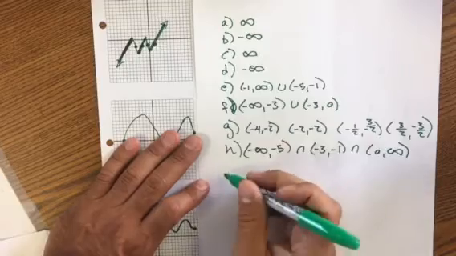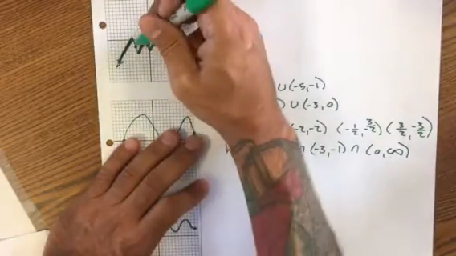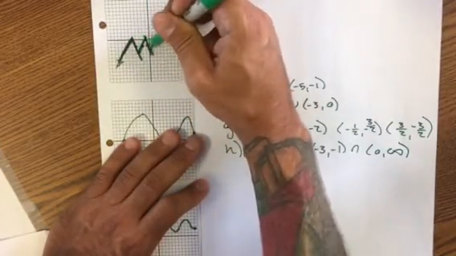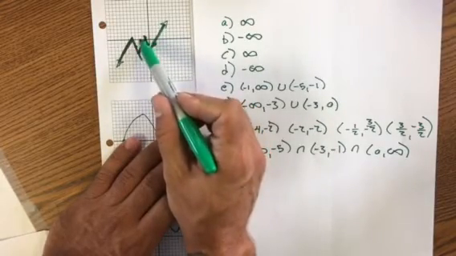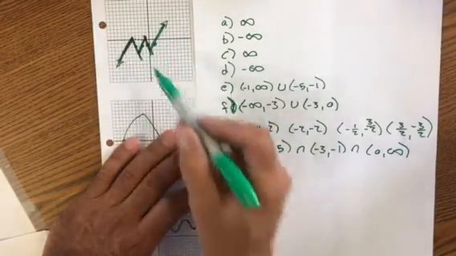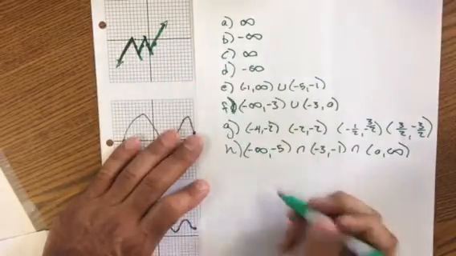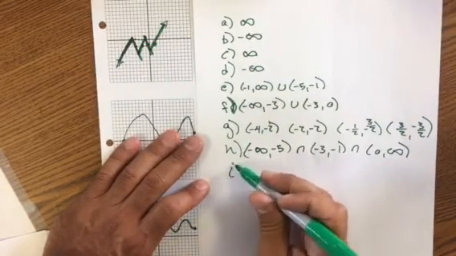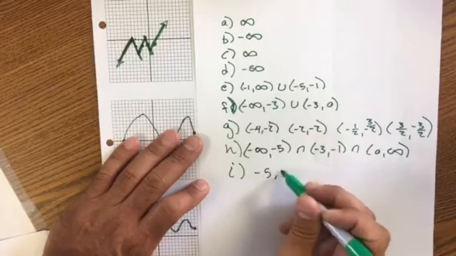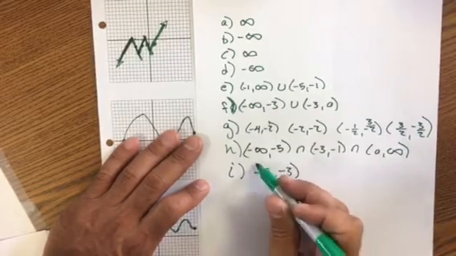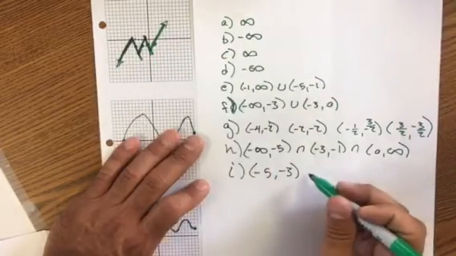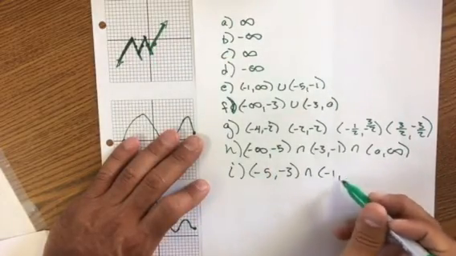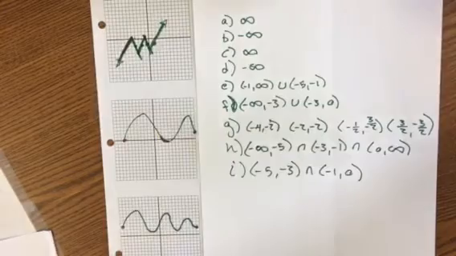Where is it going down? It's going to be the rest of it. So from here to here it's going down, from here to here it's going down. So I'd be at -5 to -3, and -1 to 0. And that's how we're doing each of these.